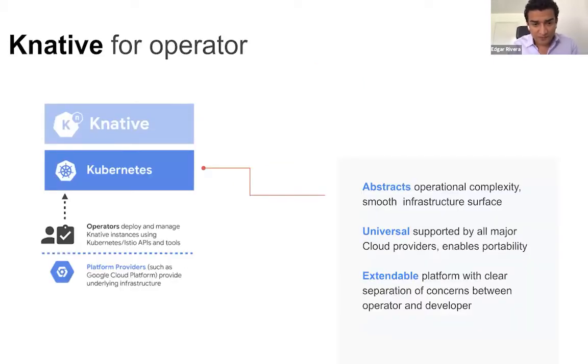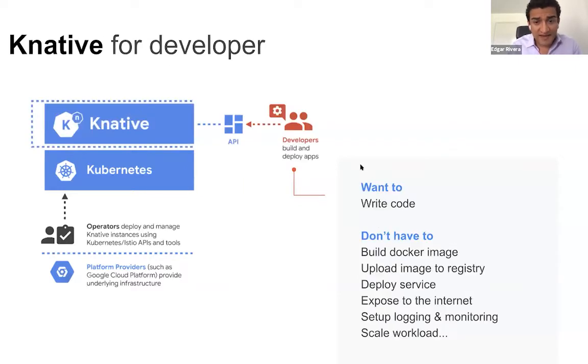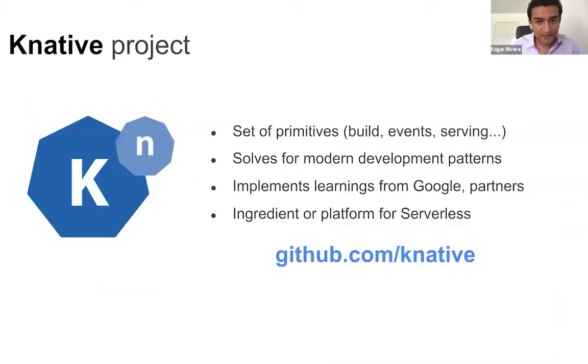As we mentioned before, Kubernetes does all the platform and all the infrastructure. But Knative is more about, I want to write code, I want to create an application, and I don't want to worry about building Docker images, uploading them, deploying those services, exposing to the internet, creating routers, all of that setup, logging, monitoring, and also worrying about scaling the workload. That's what Knative is focused on. Good. Knative comes with a set of primitives called build, events, and serving, which I will talk about a little bit more. And it solves modern development patterns.